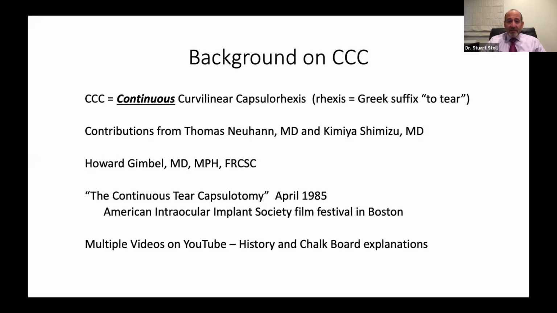So what is CCC? Let's talk about the background. CCC stands for continuous curvilinear capsulorhexis, with the most important word being continuous. The rhexis is the Greek suffix to tear, so it's a continuous curvilinear tear in the anterior capsule. And we'll go into why that's so important.